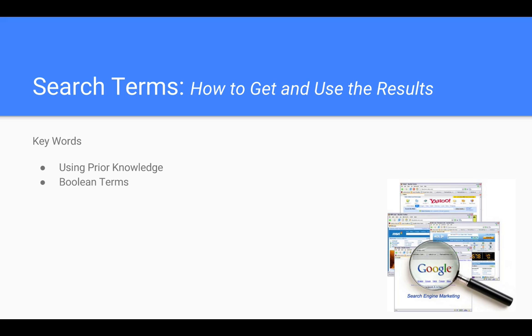The next thing you want to consider is using something called Boolean terms, and I'm going to get into more detail about what that is in a second. And then lastly, cross-referencing. Cross-referencing is when you use the results that you get to help you narrow your search a little bit more.